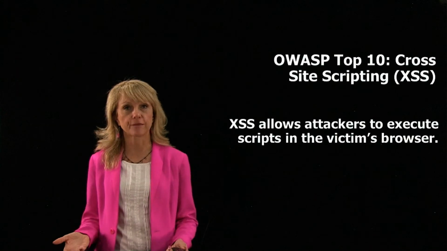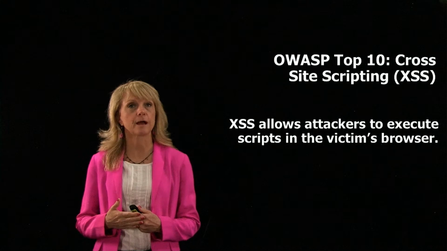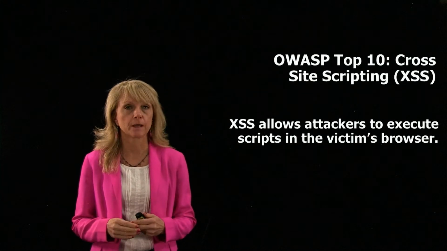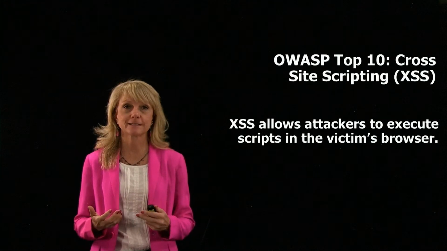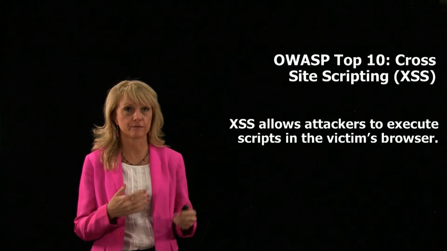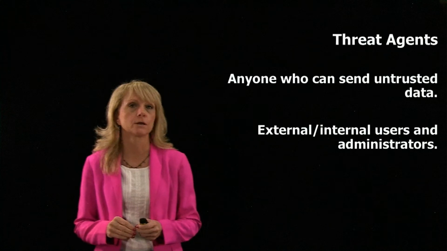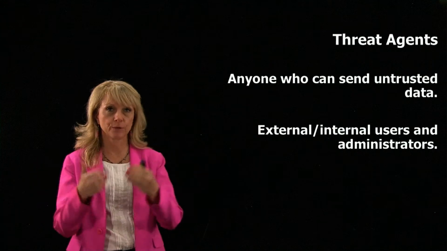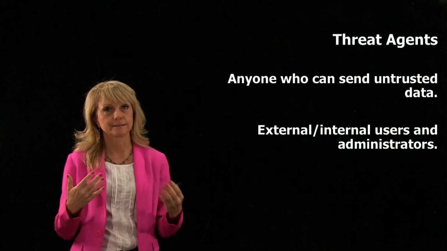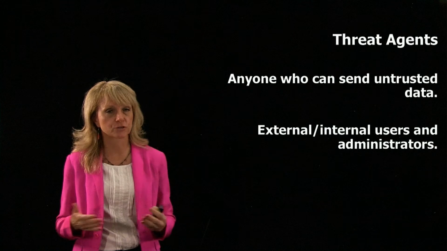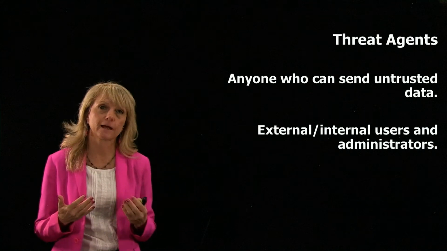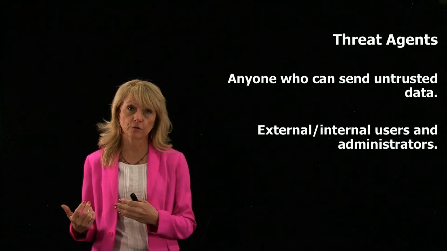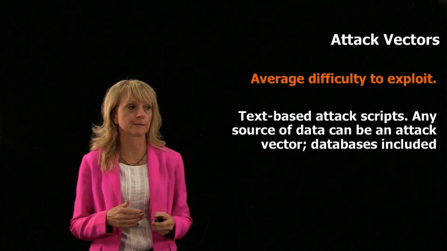So now we're going to talk about the third most prominent OWASP top 10 security vulnerability. This one's called cross-site scripting. With cross-site scripting, it enables the attacker to execute scripts in the victim's browser. Who can do this? Anyone who has access to put input into your system: internal users, external users, administrators. With that you'll see there's a lot of similarities between this and the first vulnerability that we talked about, the injection vulnerabilities.